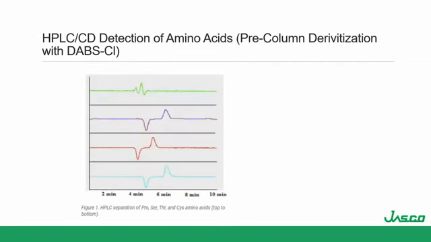So here we see the HPLC CD detection of amino acids. This is pre-column derivatization with DBD-Cl. Here you see a chromatogram of proline, serine, and cysteine amino acids from top to bottom. And as you can see, each one has a corresponding negative peak and a positive peak.